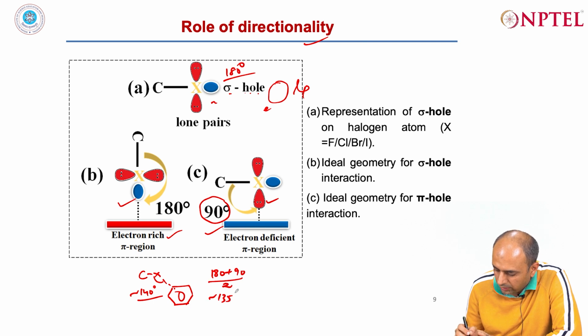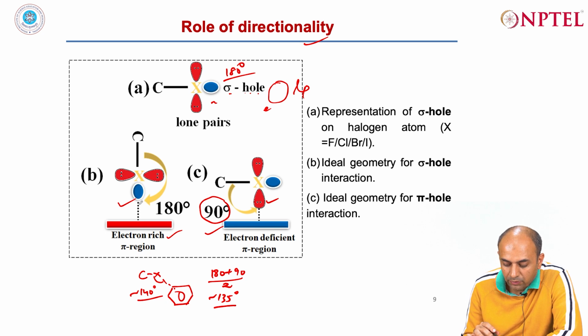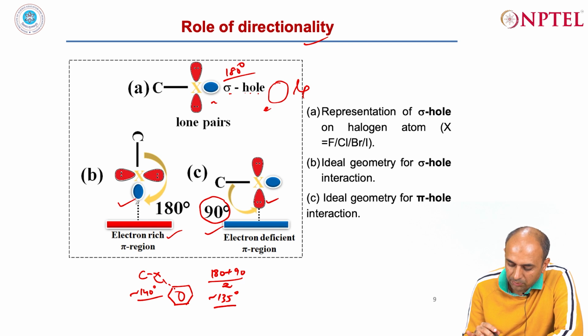is around 135 degree. So, there is neither a maximization of the sigma hole nor the lone pairs, but the actual situation is somewhere intermediate, which is more realistic because there is a balance of both the sigma hole interaction as well as the lone pair interaction with different regions of the benzene nucleus.